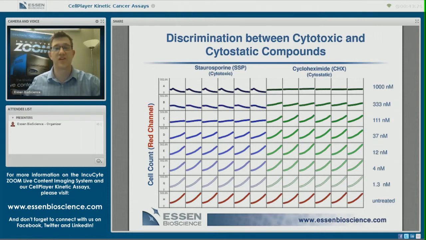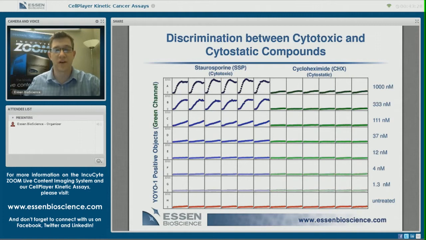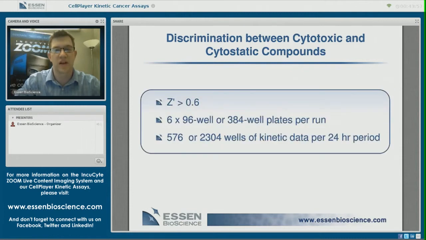If we then turn to the green channel, which is a marker of cell death, you can see that it's not only an inhibition of growth, but staurosporine induces a dramatic cell death response, whereas cycloheximide, even at the highest concentration, does not induce a significant amount of cell death. There's a little bit there, but not as significant as treatment with staurosporine, indicating that cycloheximide is an inhibitor of cell growth, but not an inducer of cell death, a cytostatic compound, as opposed to staurosporine, which is clearly cytotoxic.